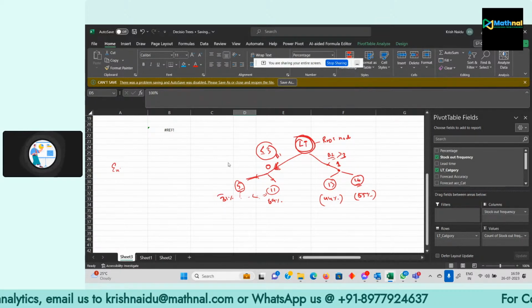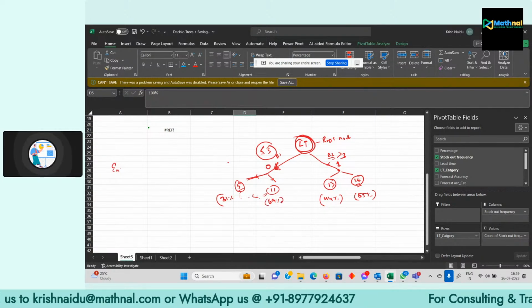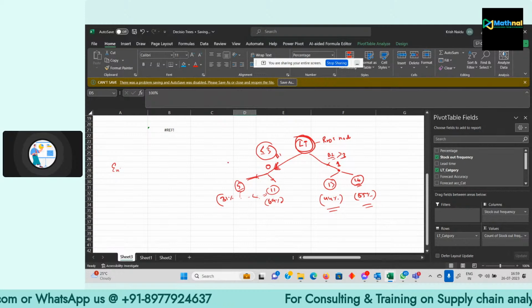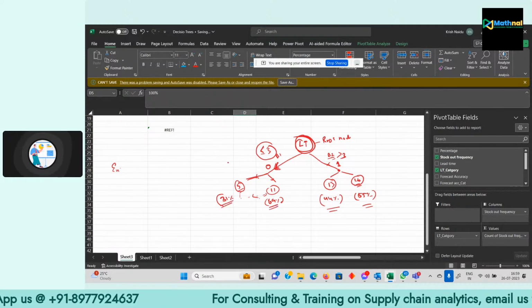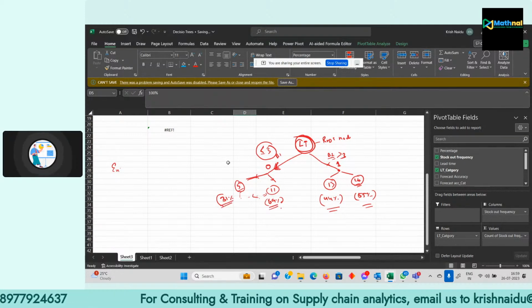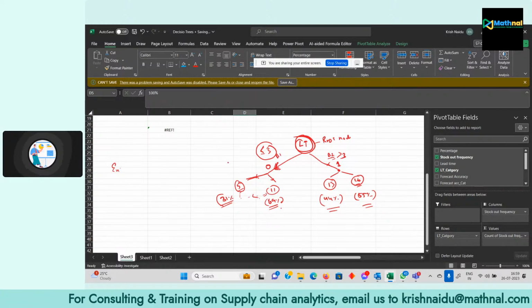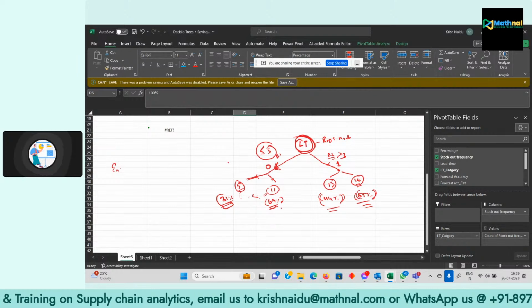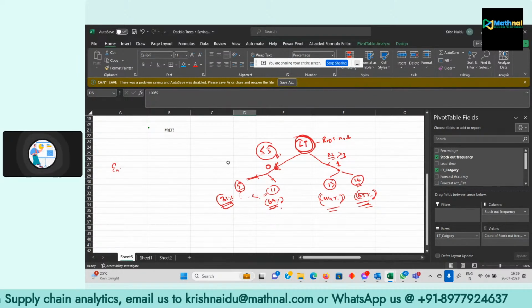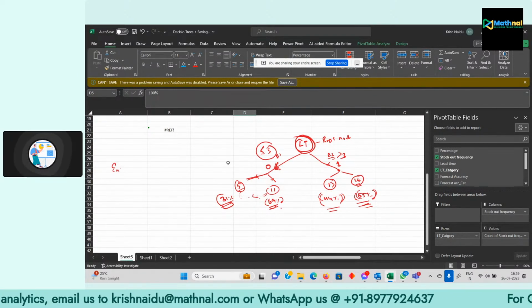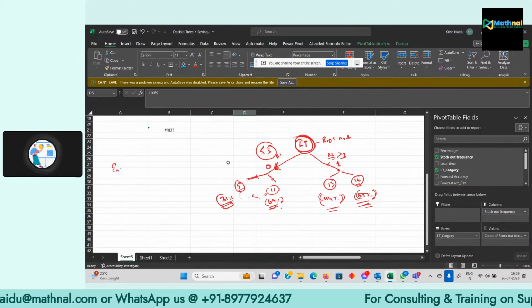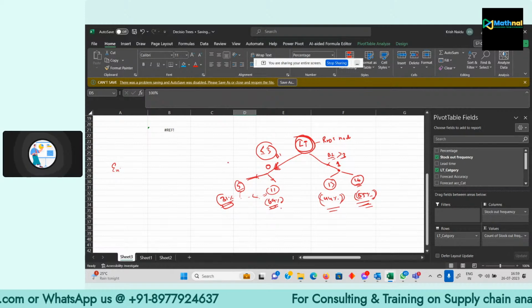Of course we have some clarity over here, but this is very confusing. 44% and 55% are very close to each other. But here we have certain clarity: 31% and 69%. At this point, though, we don't have clear clarity. So we have to further build the tree using the same approach.